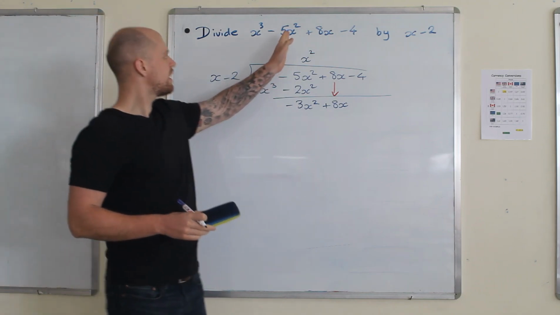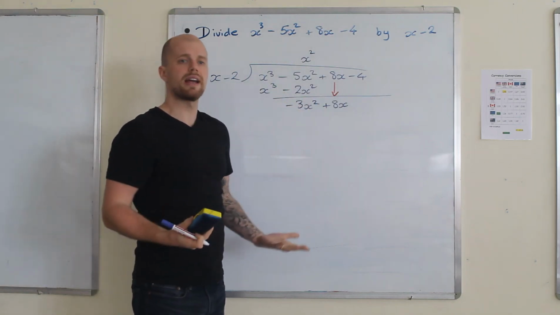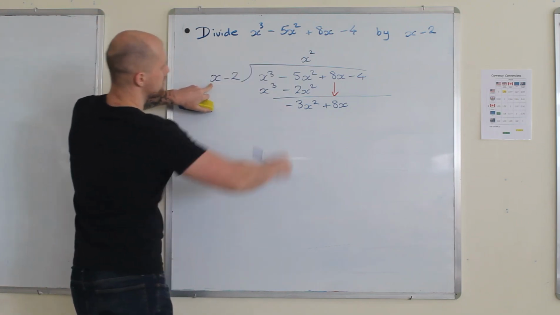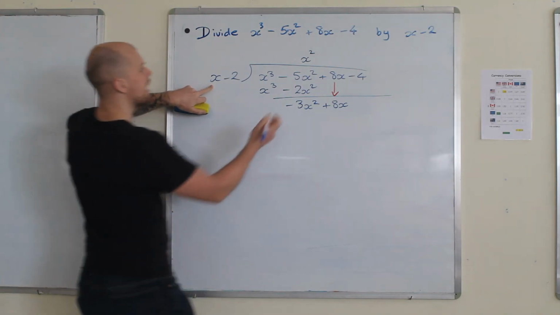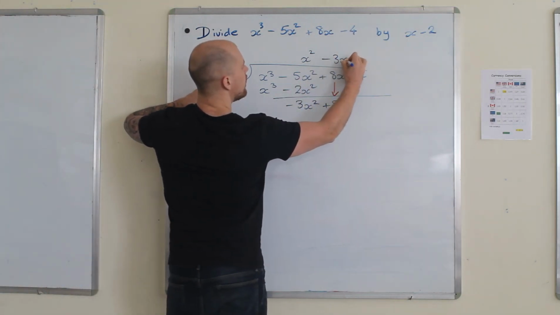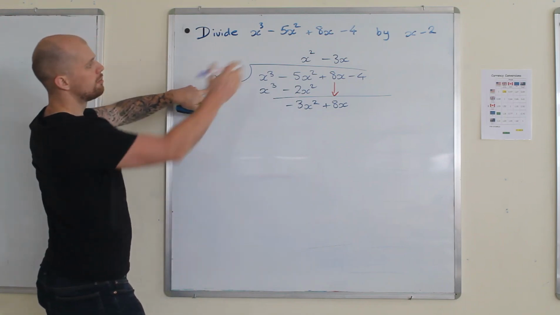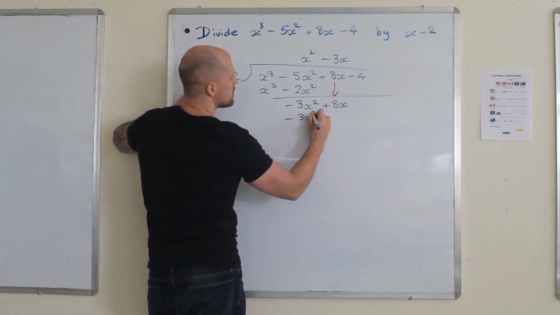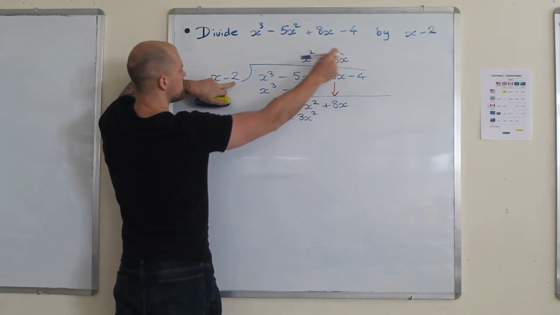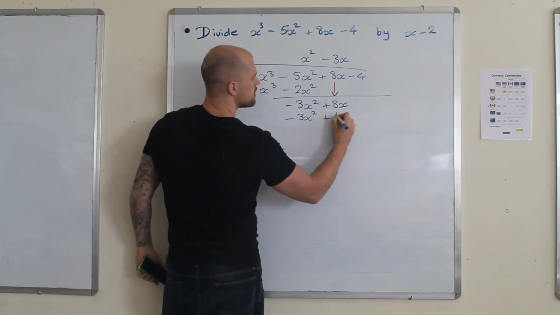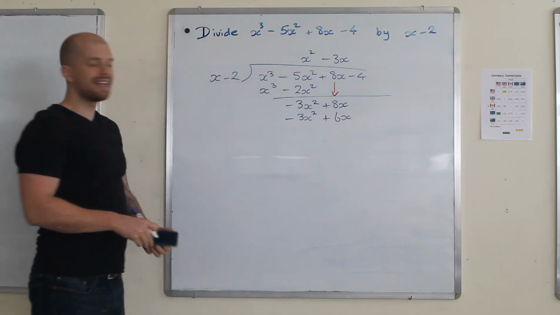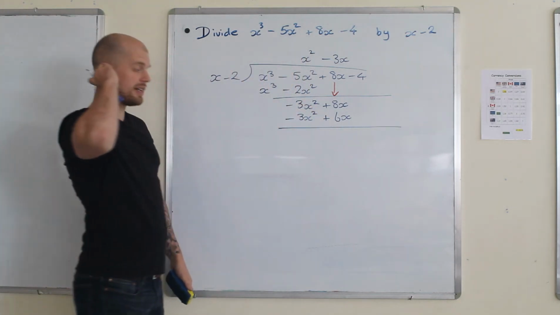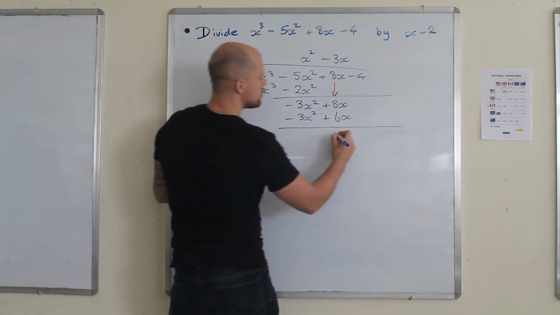What we're effectively doing is identifying each term in the other bracket. Okay? x goes into minus 3x squared, so I'll be left with minus 3x. Again, keep it in a line, minus 3x. Multiply back across and bring it underneath, so minus 3x times x is minus 3x squared. Minus 3x times minus 2 is plus 6x. And again, I subtract. Minus 3x squared take away minus 3x squared is 0. 8x take away 6x is 2x.